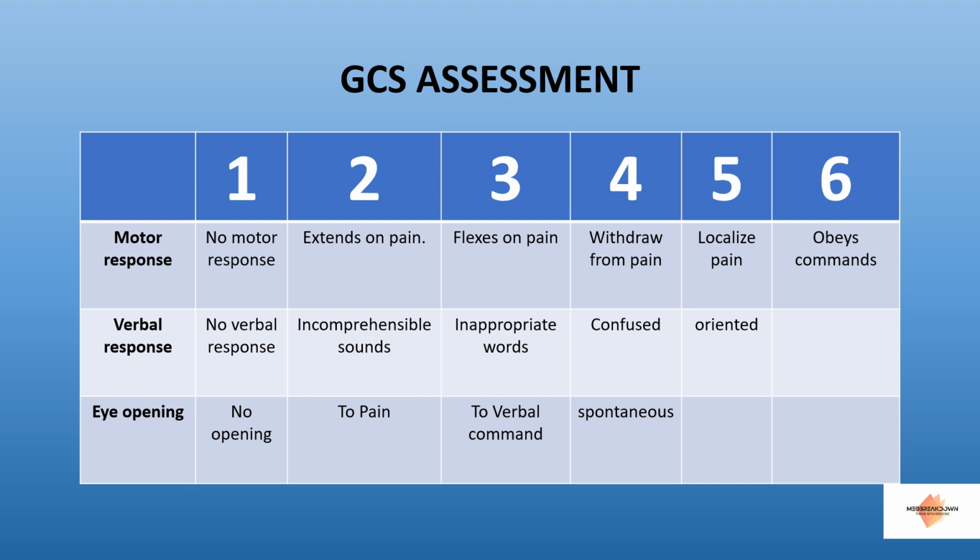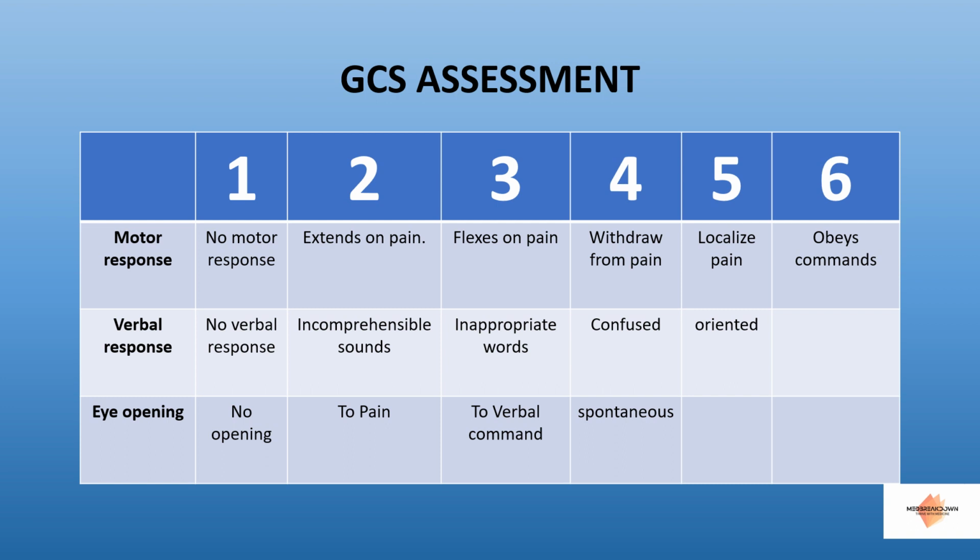Now we look at verbal response. If there is no verbal response, then score of 1 is given. If patient makes incomprehensible sounds, then a score of 2 is given. If patient speaks inappropriate words, then score of 3 is given. If patient is confused, then score of 4 is given. If patient is completely oriented and speaks appropriately, then score of 5 is given. So, the maximum score that can be given for verbal response is 5.